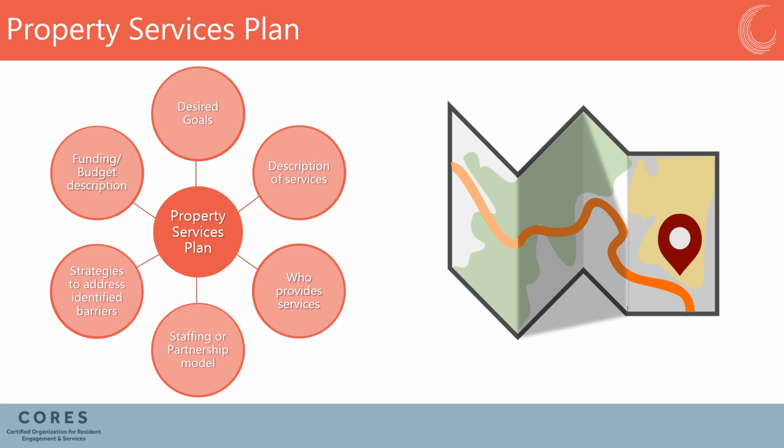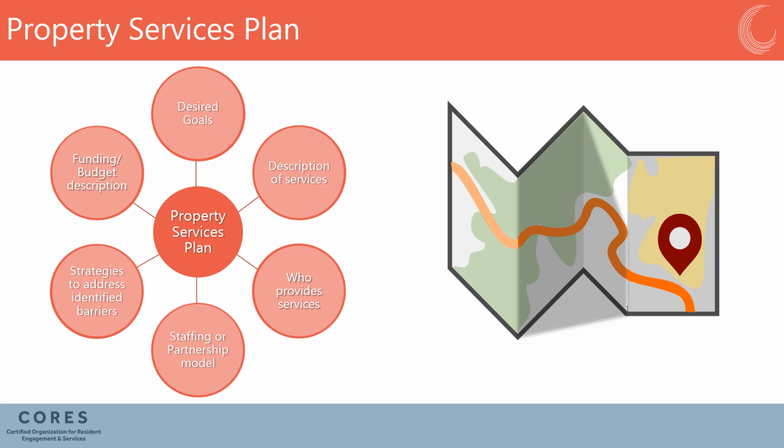Some organizations track these different elements in different documents and systems. That's fine. For your CORES application, you will just need to package these documents together in one file to share as your combined property services plan. Other organizations create comprehensive plans that review each of these elements in tandem. For example, you may create a table or spreadsheet that outlines the different programs and services and the aligning staff and funding for each.